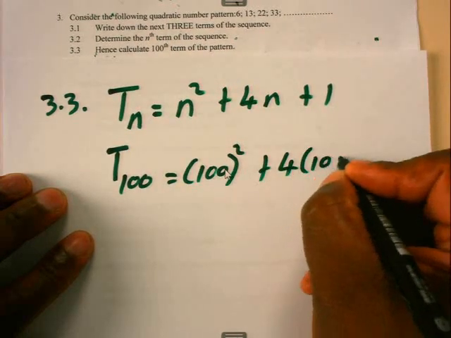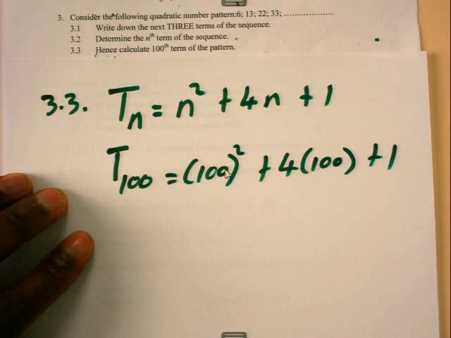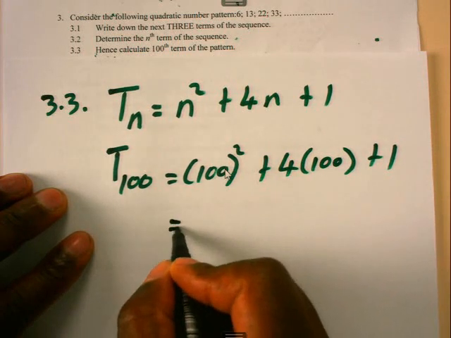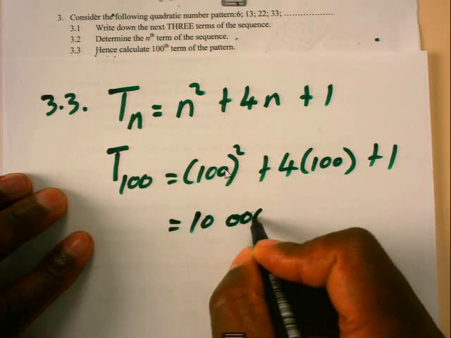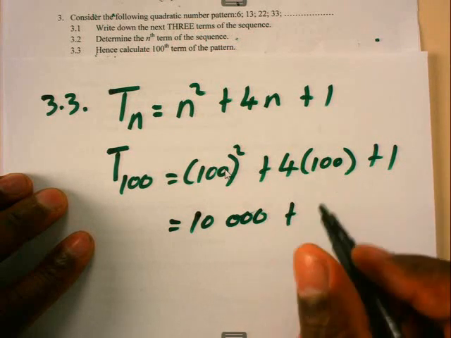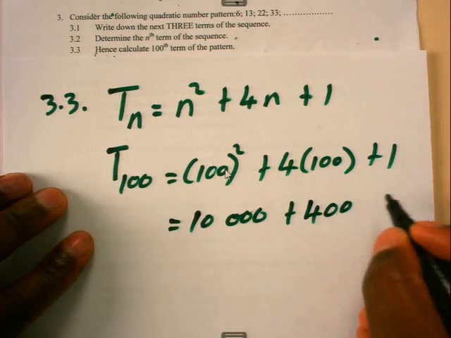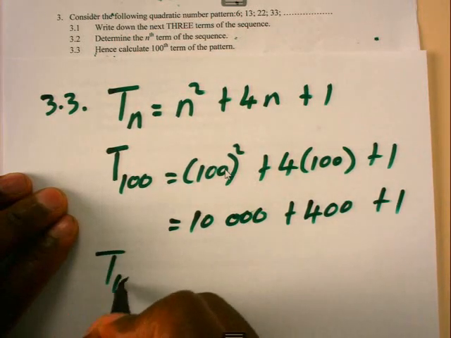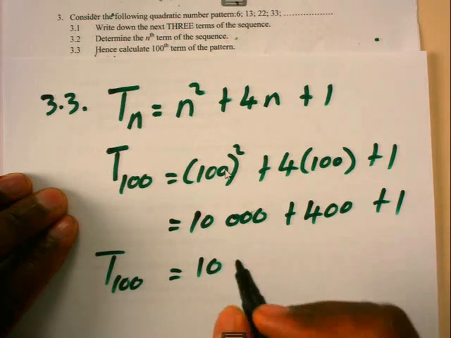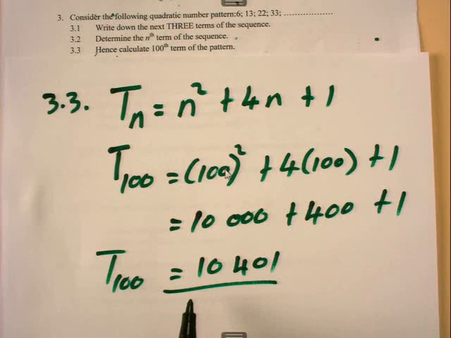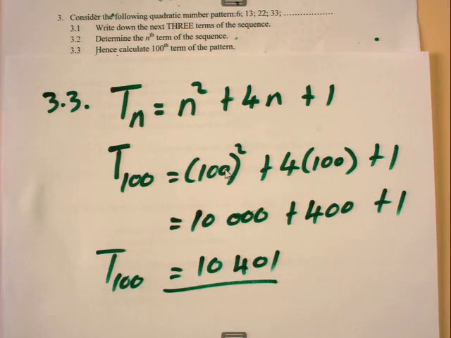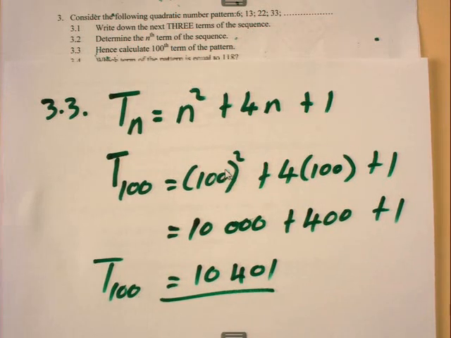Substitute n by 100: 100 squared plus 4 times 100 plus 1. Let's simplify. 100 squared will give you 10,000, plus 100 multiplied by 4 will give you 400, plus 1. So you add all the three terms together, and you'll then get 10,401. I think this is 3.3 when we want to determine the term number 100. Term number 100 of the sequence will be equal to 10,401.